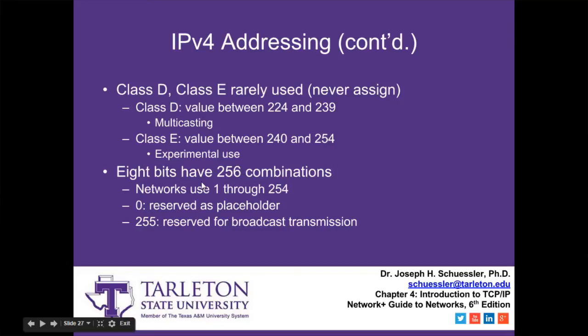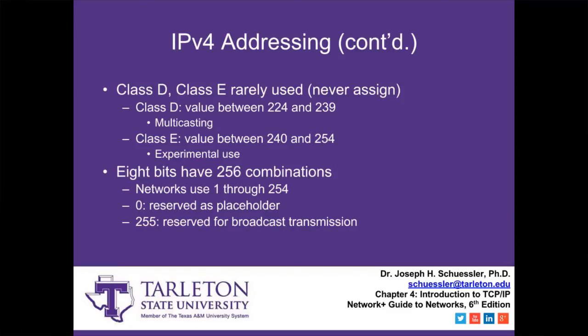So each octet has 8 bits. If you do your little translation of bits, you'll see that you end up with 256 combinations. So if every bit is set to 1 and you convert that to decimal, you end up with 256. Now that doesn't mean you can have 256 hosts connected to that segment. Networks use 1 through 254. It's 0 through 255. So 0 is reserved as a placeholder. That's a generic reference to that network.